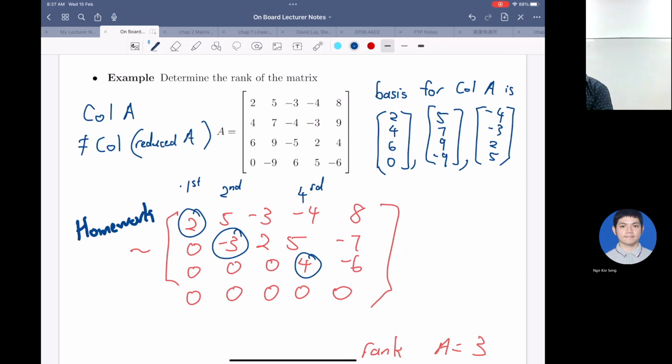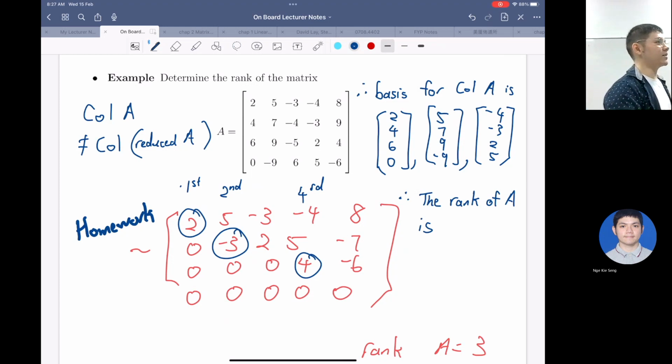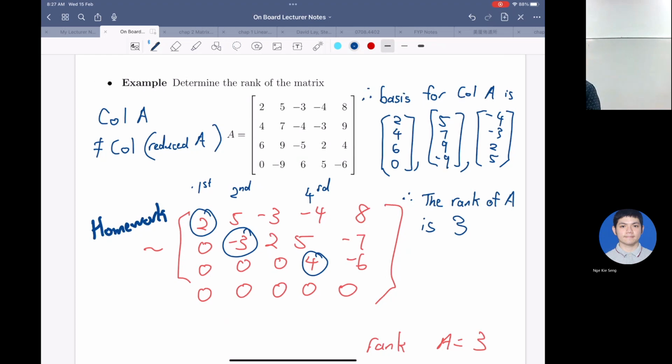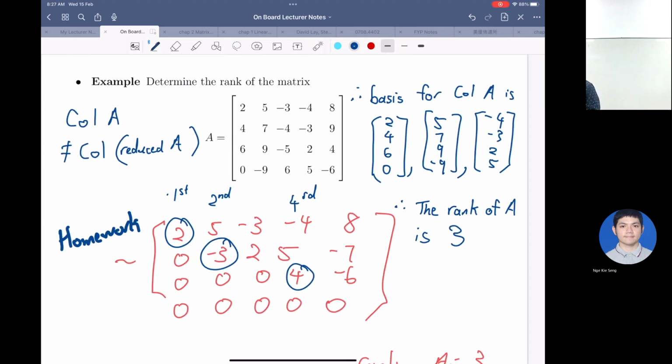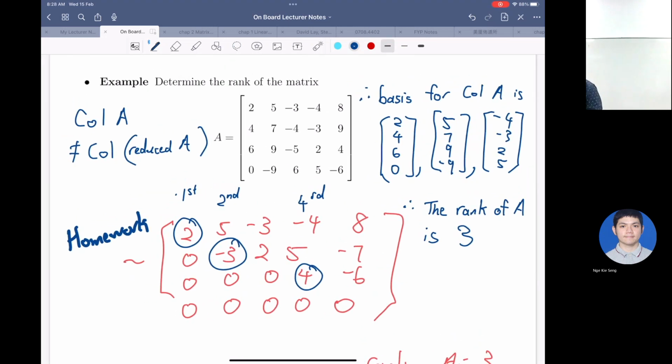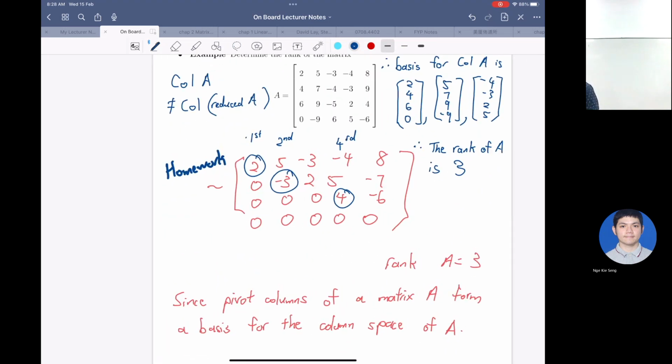So what's the rank of A? What's the dimension of Col A? What's the rank of A? What's the dimension of Col A? How many vectors there? 3. Okay, good. So the rank of A is 3. That's all. Okay, we just count the number. There's nothing special here. So the rank of A is 3, because there are 3 vectors inside the basis.